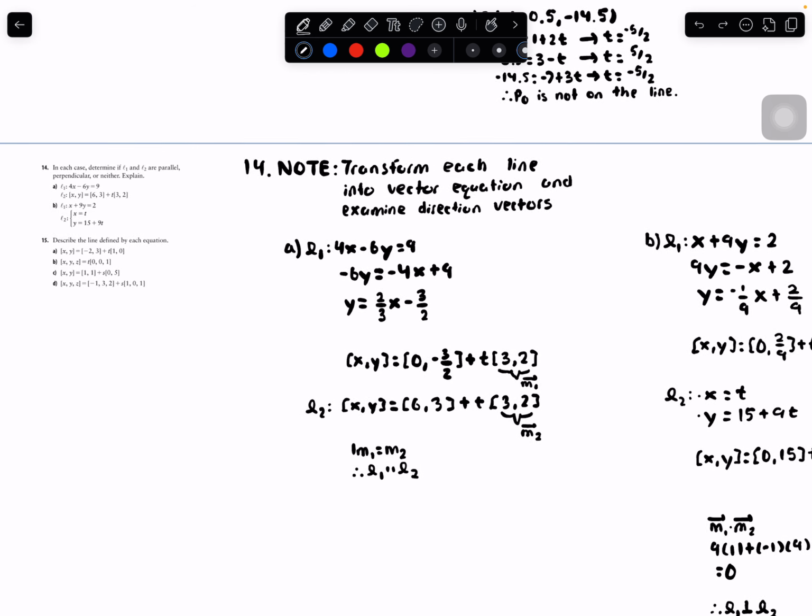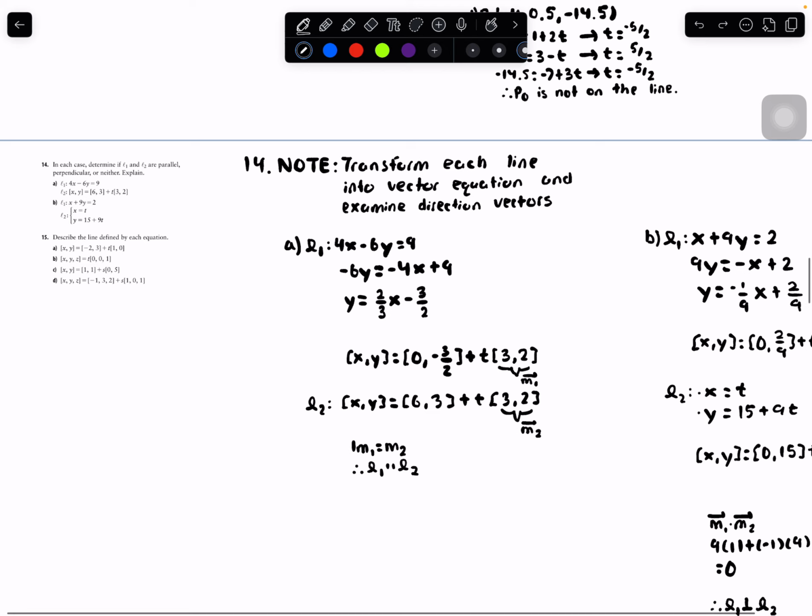So this line in scalar equation form, I first turned it into its slope-intercept form, or y equals mx plus b. Isolate for y. Okay. And then I use my known point on the line as my y-intercept, so 0, negative 3 over 2, plus, my direction vector is the slope of the line, so that's 3, 2. But line 2 in this case is already in vector equation form, so I don't have to fiddle with it.